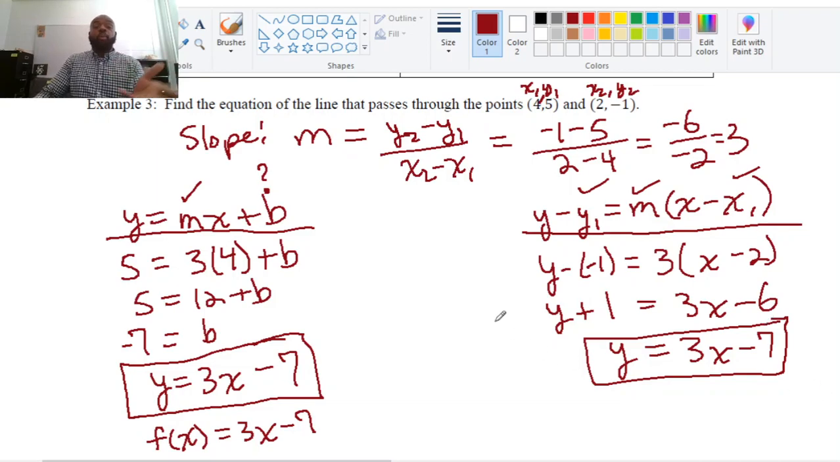All right, so either way, you don't have to use both of these methods to come up with the linear function. Only use one of them, whichever one you prefer. I'll never tell you, oh, use the point slope form or use the slope intercept form to come up with the equation of a line. The choice is yours.